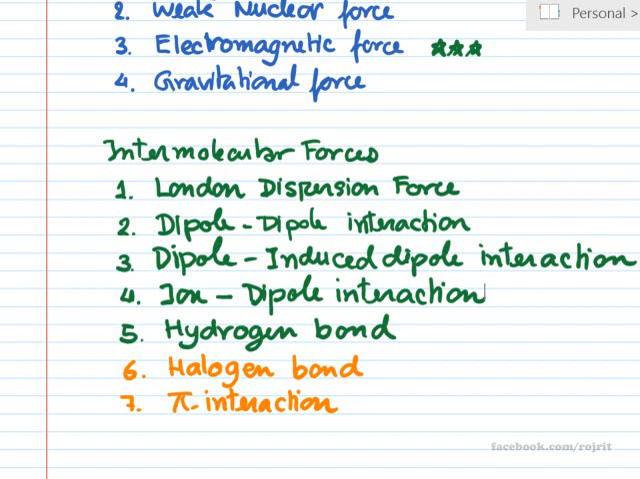Then, ion-dipole interaction. This is like when you dissolve, let's say, sodium chloride into water, and sodium chloride dissociates into sodium ion and chloride ion. The positive sodium ion can interact with the dipole moment of the water molecule, and the negative chloride ion can also interact with the positive pole of the water molecule. Right. So this is called ion-dipole interaction because it's the interaction between an ion and a dipole molecule.